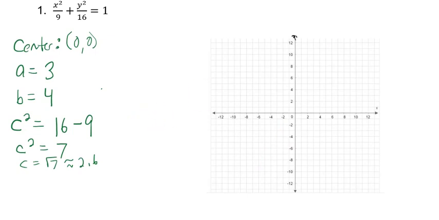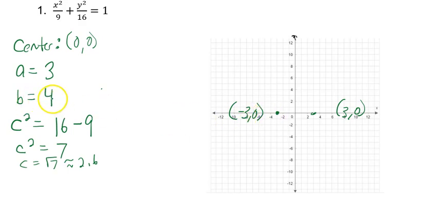Okay, so now I'm going to come over here to my graph, and I'm going to mark my center just so I can remember to count. And since a is 3, I'm going to go left and right 3. So this should be one of my vertices, and this should be the other. And so if you are asked the question, what are your vertices, they would be at 3, 0 and negative 3, 0. Those would be your minor vertices.